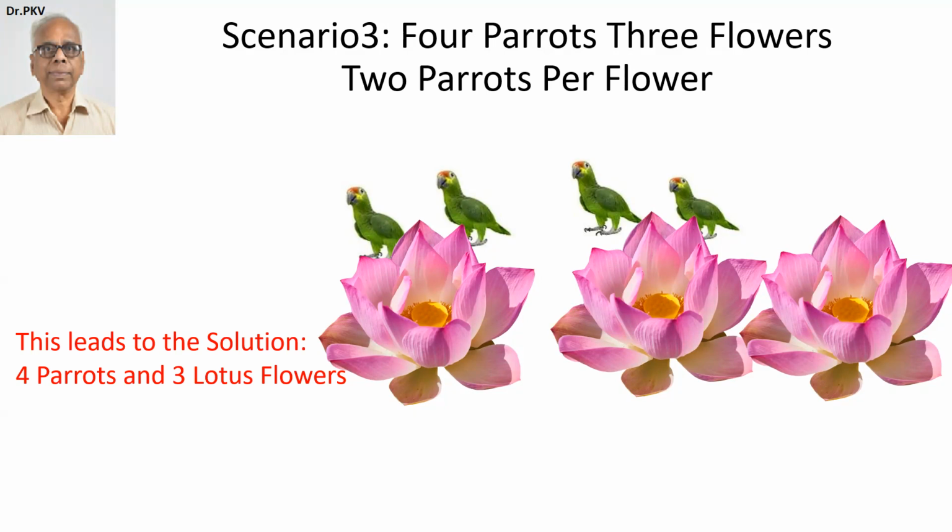If 1 parrot occupies 1 flower, we all know 3 parrots will occupy 3 flowers. Therefore, 1 parrot is extra or left out. If 2 parrots occupy 1 flower, then in 2 flowers, all the 4 parrots can be accommodated. 1 flower remains extra. Therefore, this is the solution to the problem that some parrots and some flowers puzzle we have solved. The answer is 4 parrots and 3 flowers.